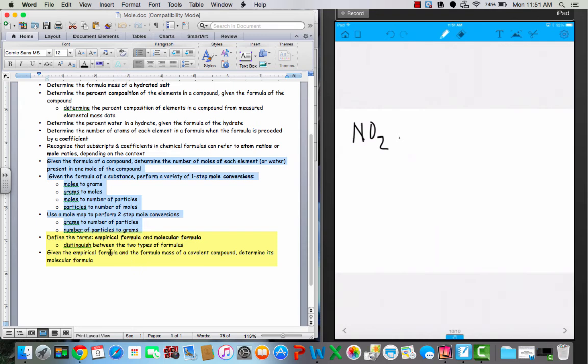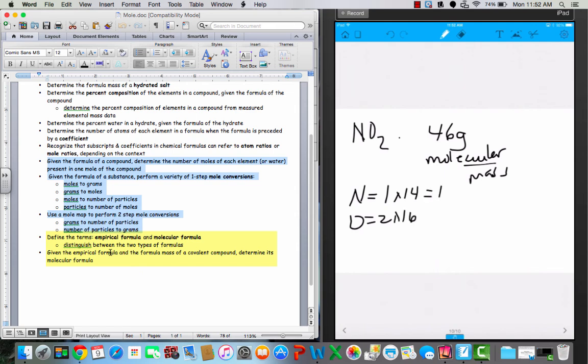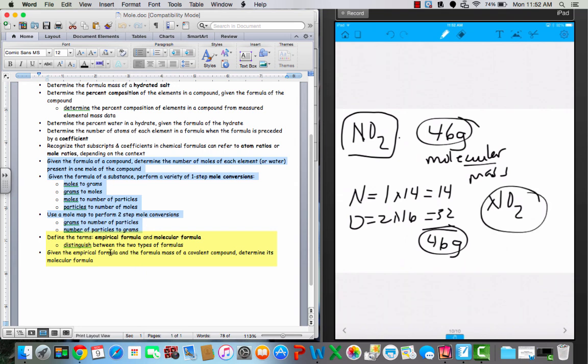Now sometimes I have something like 46 grams of NO2, again, this is my molecular mass, the mass of the whole molecule. Molecular is not spelled right, don't judge me. Sometimes when I'm given the molecular mass and I figure out the formula mass, I find that they're the exact same number. So in this case, because they're the same number, this empirical formula is also the molecular formula. So the empirical formula can be the molecular formula, but you have to know the masses first. If the molecular mass matches the formula mass, then you don't need to multiply by anything else.